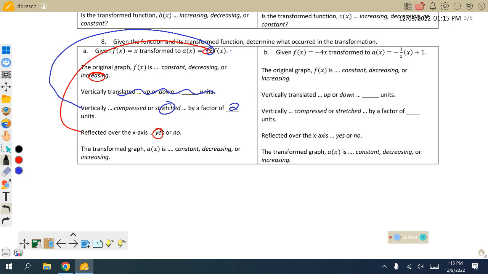Because of that reflection, we were decreasing, so our graph is decreasing. Let's go with the last one there, letter B. How am I starting off? It's -4. -4x means my y's are going down. And then I look at the transformation equation here, and what do we got? What's the first thing you encounter? A negative means reflection. We have that. So if I start off as negative, I'm reflecting over the x-axis.